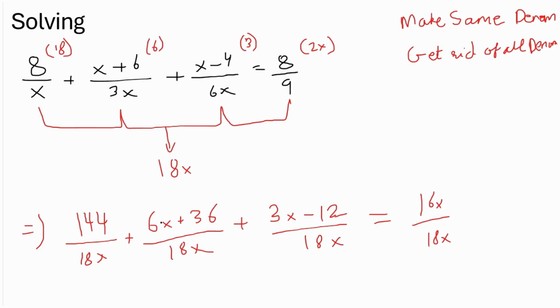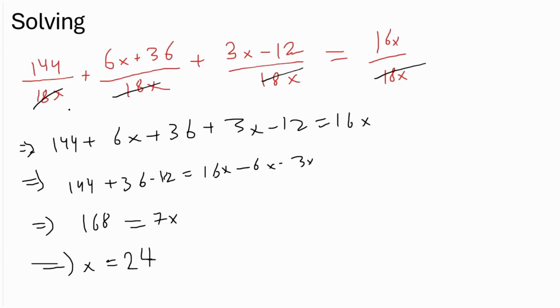Get 144 plus 6x plus 3x plus 36 plus 3x minus 12 equals 16. Now we have the same denominator, so we can cancel all of them out. Once you cancel them out, it's just a normal algebra equation. Take all the numbers to one side, variables to the other side, simplify, and you get x equals 24. And that's it. That's all for rationals.